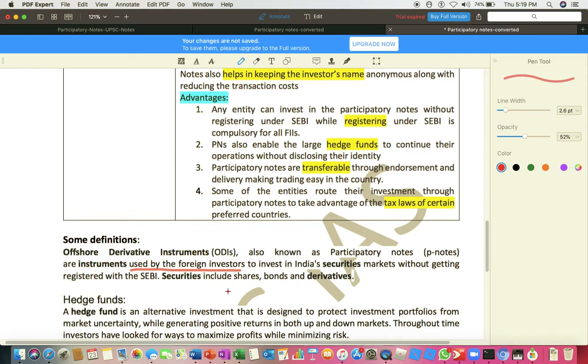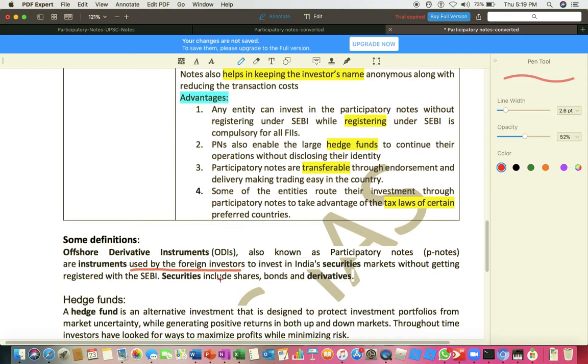Definitely, these derivatives are one very important option where a person comes to an agreement with another person to postpone the risk when you are trying to have a contract with somebody to purchase shares and bonds. That kind of fund is also called a hedge fund. We'll see those types of funds and derivatives in detail in other lectures. So right now you focus on what exactly these offshore derivative instruments or participatory notes are.